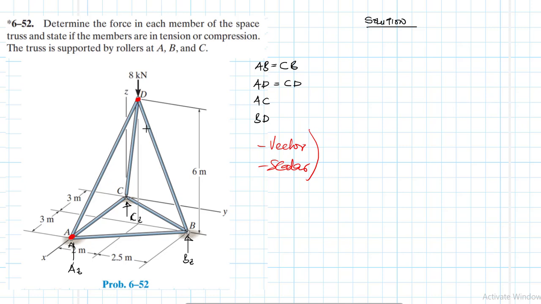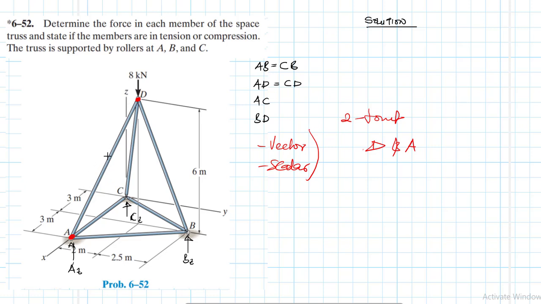Joint D and joint A are enough. I'll have everything, because when I find the member force in AB, I'll have found CB. So I'll just work on two joints, only two joints, D and A.